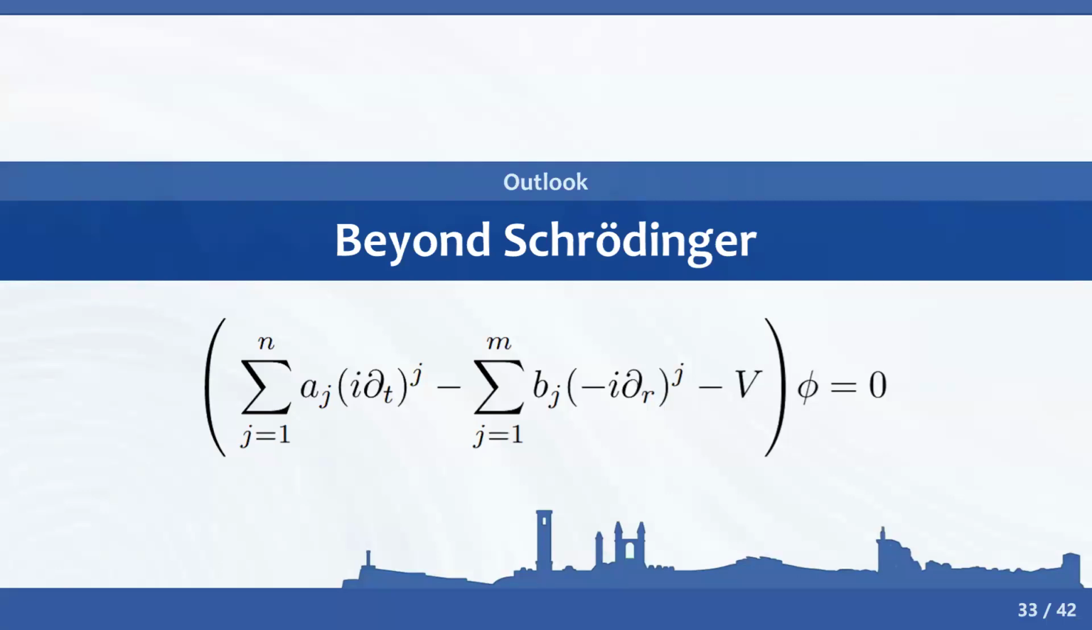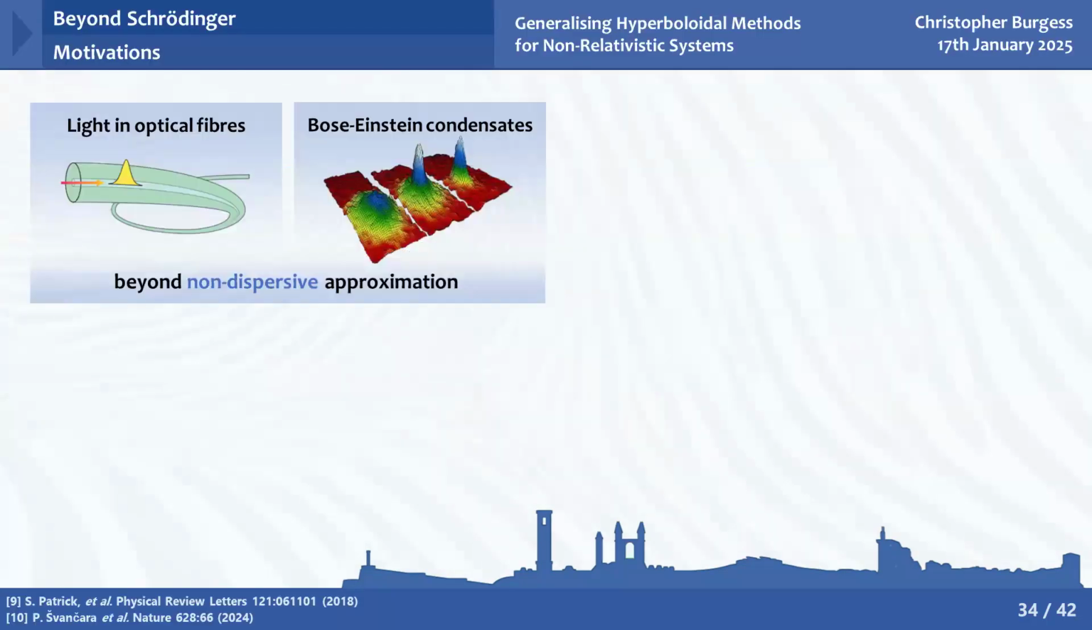And I'd like to talk a little bit now about what happens if we go beyond the Schrödinger equation. So what I have here is a generalized wave equation, where now my time derivatives and my spatial derivatives are given by some polynomials, some finite polynomials. And motivations for wanting to look at an equation like this.